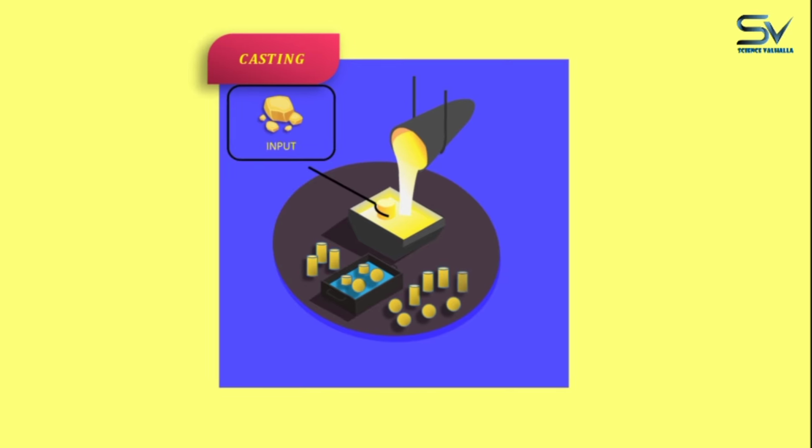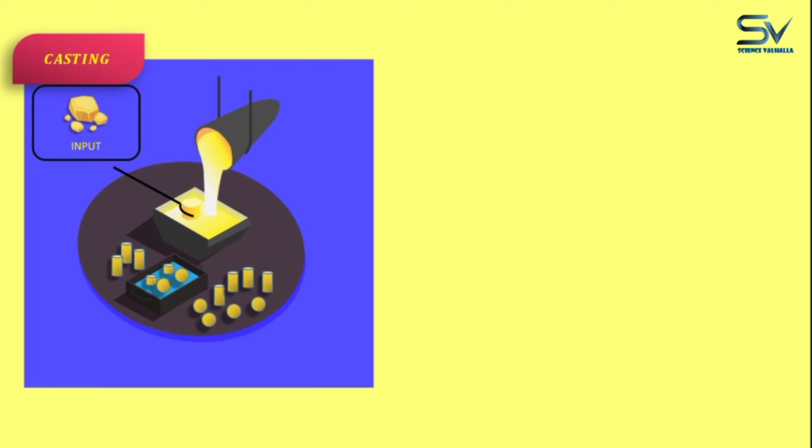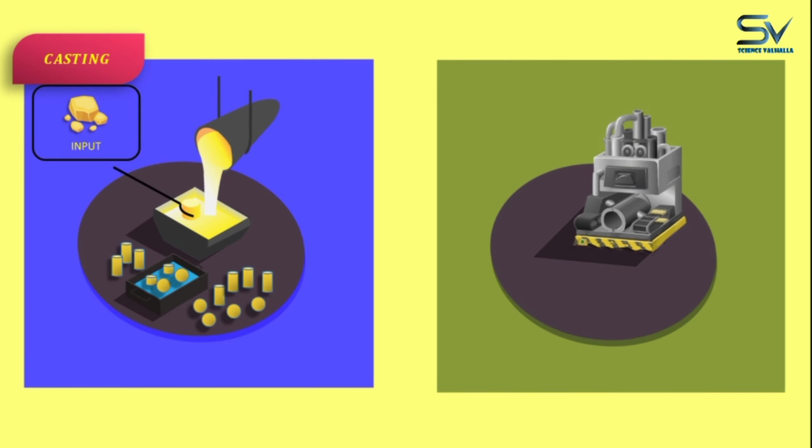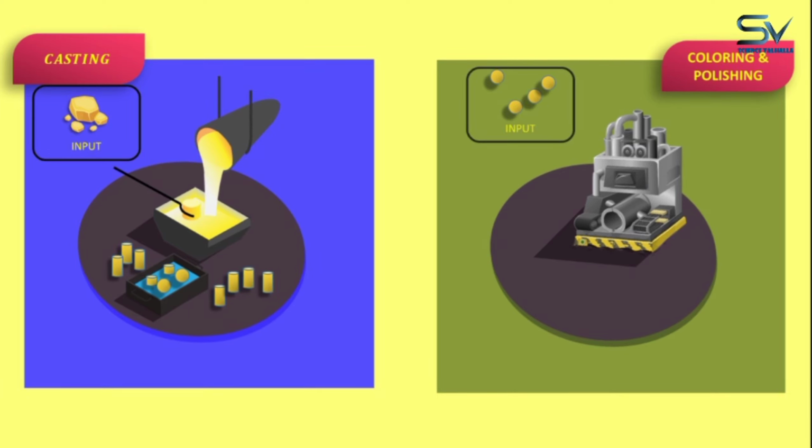Now we arrive at the second process, coloring and polishing. However, in the second machine, we can only process the spheres. So now, from the outlet of the casting, we're just going to take the sphere and process it in the second machine. The output from the casting process will become the input to the coloring and polishing machine. Now we process it and we get the product. Composite functions also work the same way.